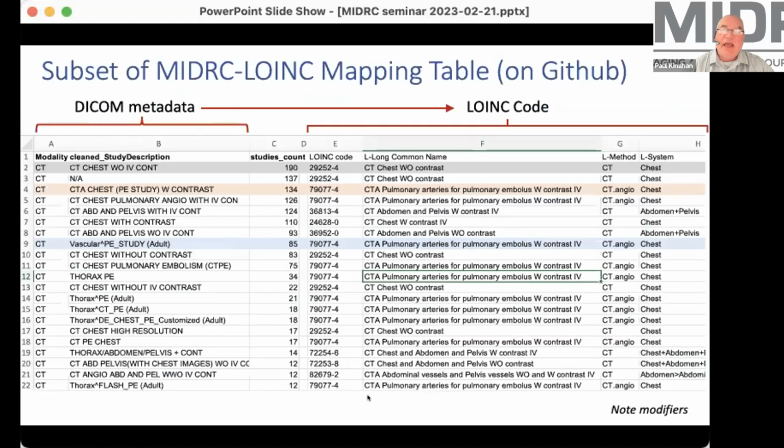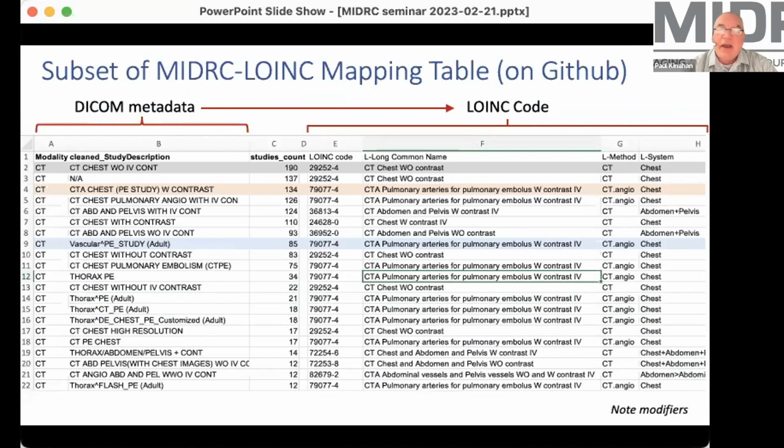So with that in hand, the core of the approach that we've taken is illustrated here in this table. We have something that we call the MIDRC LOINC mapping table, and in its current form, we've tried a couple variants earlier on, it takes in the DICOM metadata on the left, and the first column is the modality. The second column is the study description. The column in between is just the frequency in this particular analysis.